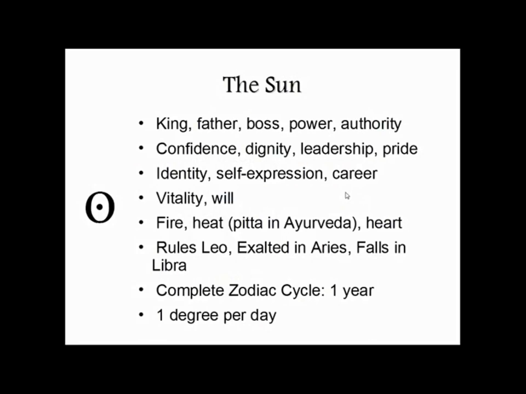The sun being the focal point in the whole solar system is obviously very important, if not obviously the most important heavenly body. And it's true that therefore the sun is the king, is the father, is the boss, power, authority. It represents all those ideas. In Vedic astrology, the sun is called the Atma Karaka, the significator of the soul. That's very significant because the idea there is that it represents the self in its most essential form.